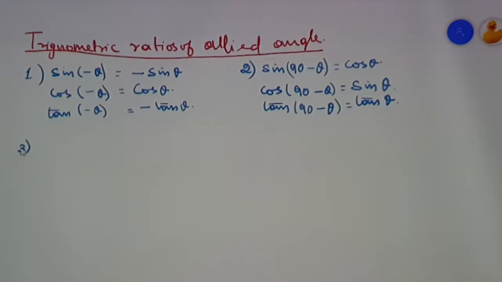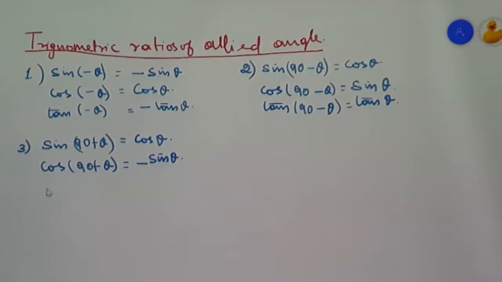Then the third subdivision. Let us go for 90 plus theta. So sin 90 plus theta is also equal to cos theta. Then cos 90 plus theta. When you are considering cos 90 plus theta, that is equal to minus sin theta. Then let us go for tan. Tan 90 plus theta is equal to minus cot theta.